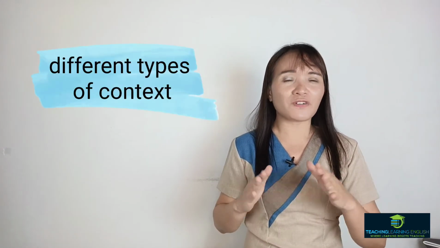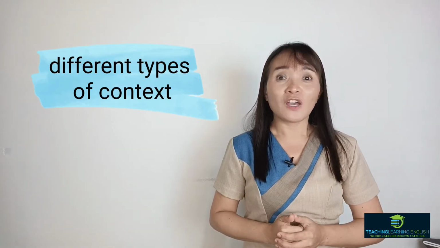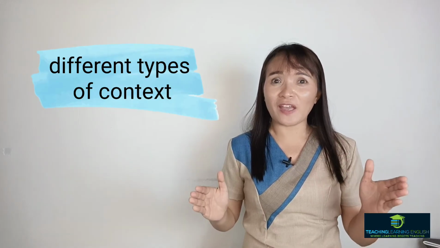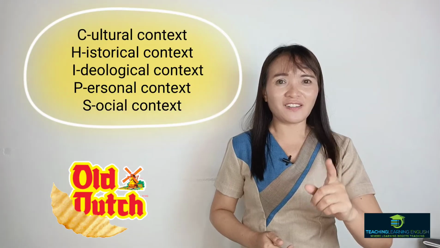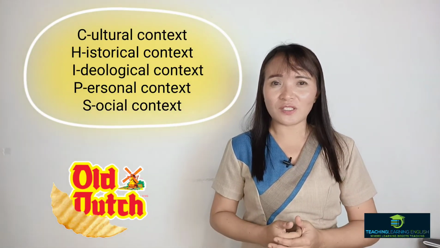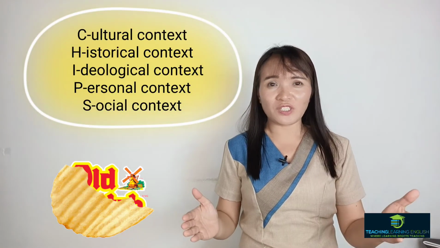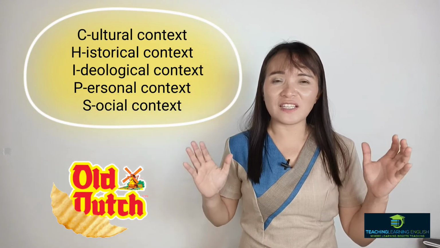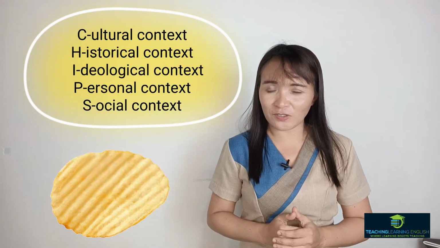Now, after knowing the context, we will identify the different types of contexts. To help you remember the different types of context, just imagine yourself eating this. Chips. Let's crack the chips. CHIPS as an acronym stands for Cultural context, Historical context, Ideological context, Personal, and Sociological context. Let's discuss them one by one. Later, I will give you an example of all these types of contexts.